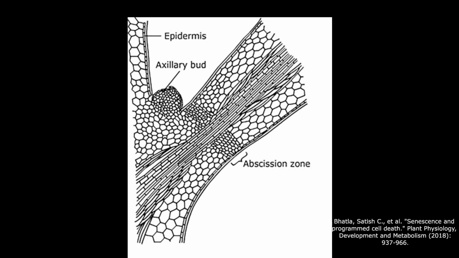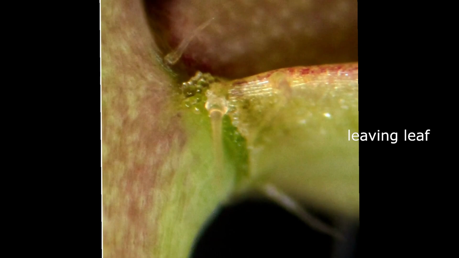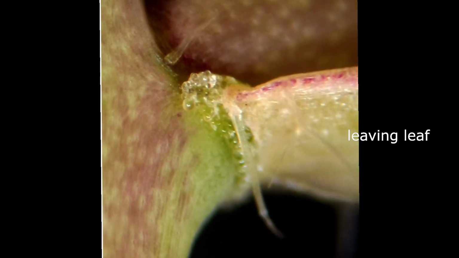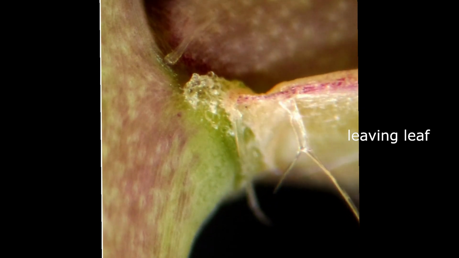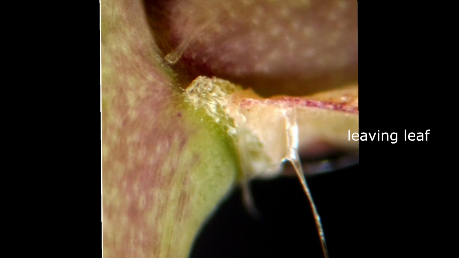A cross-section shows how abscission zone cells are smaller than surrounding cells. However, after abscission is activated, the cells expand. After the separation plane is formed, the abscission zone cells collapse, forming a protective layer. Here, this abscission zone in an Arabidopsis leaf has been activated by drought, and its cells go through an expansion and a collapse as the separation plane is formed.